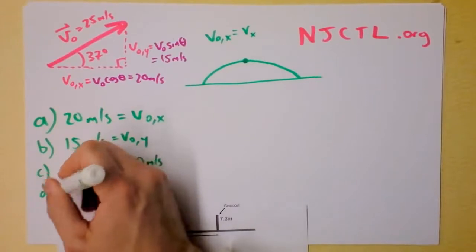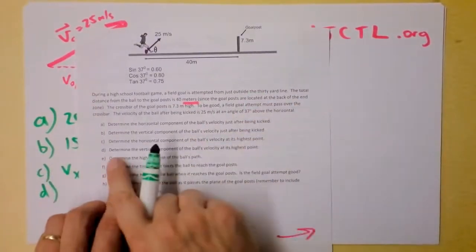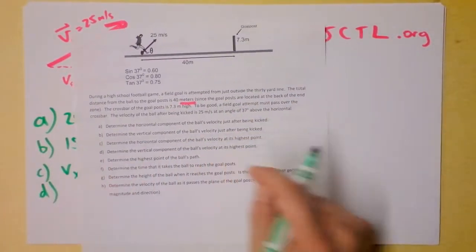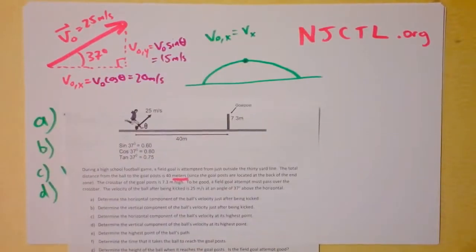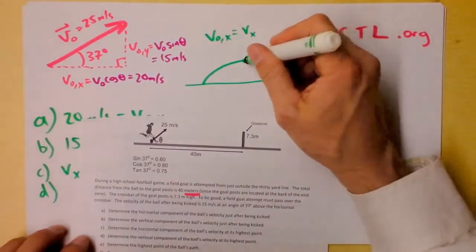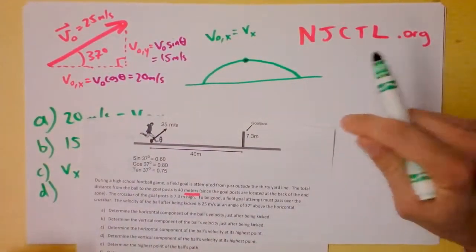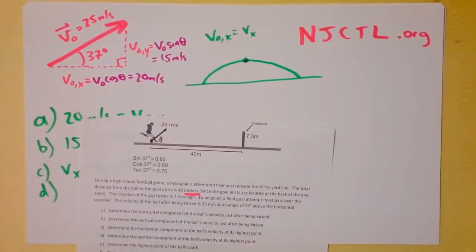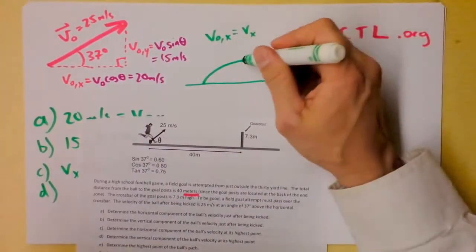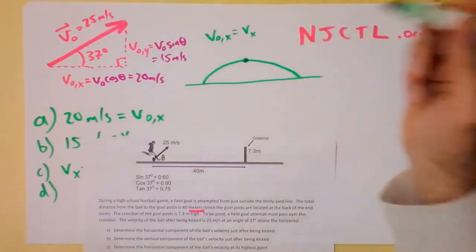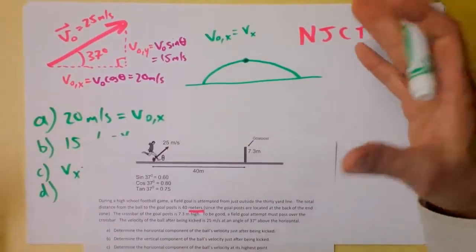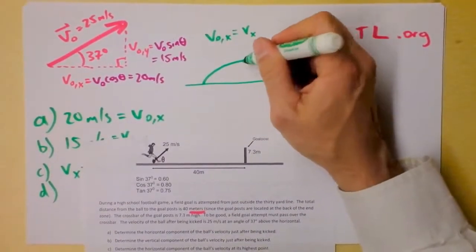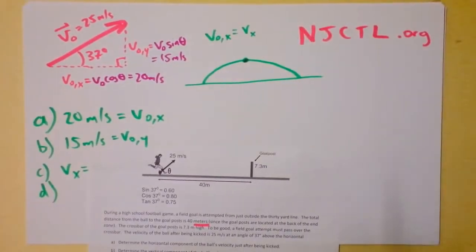Let's do part D, see what it has in store for us. Part D says determine the vertical component of the ball's velocity at its highest point. Everybody knows that to get to the top of a hill, you have to stop going up. And you have to start going down. But in between stopping going up and starting going down, you have to be stopped. You have to actually stop. So you will not be going up and not be going down if you're at the top of your path.